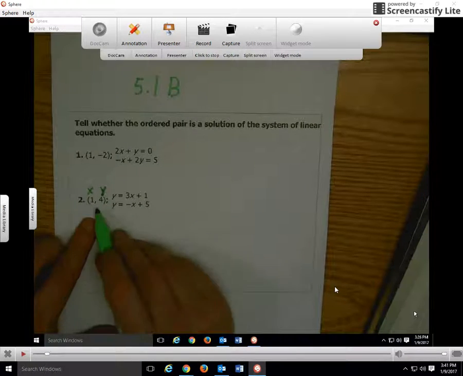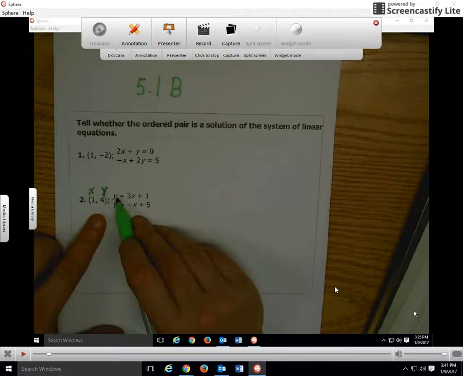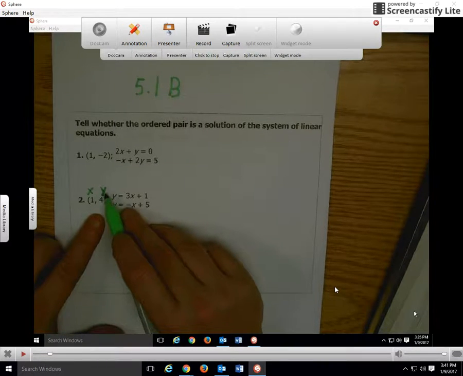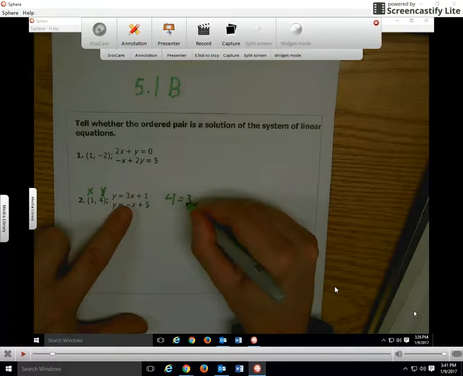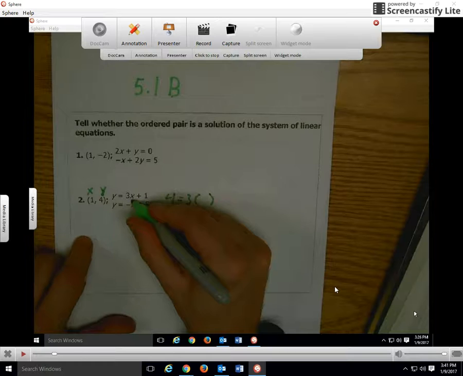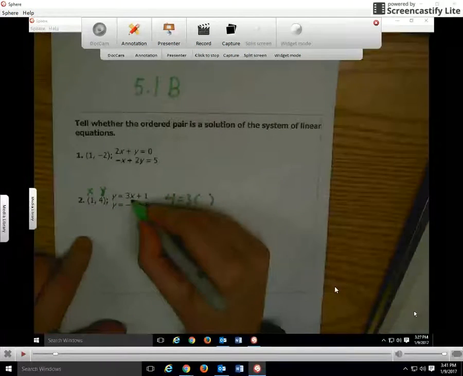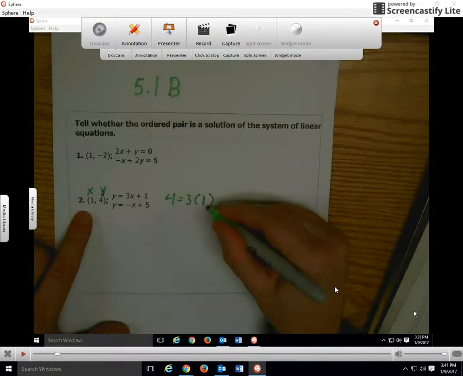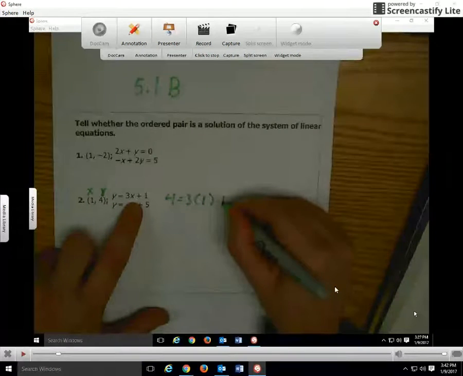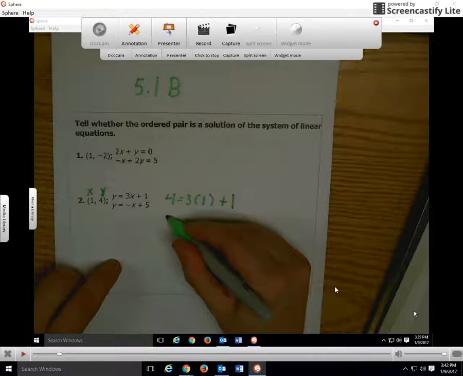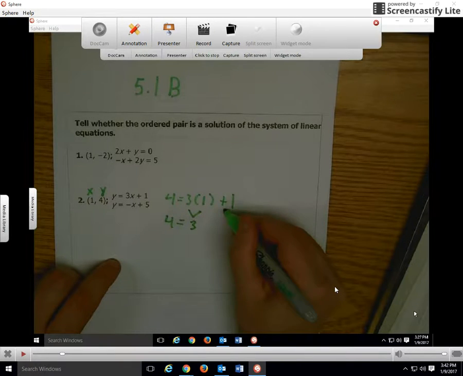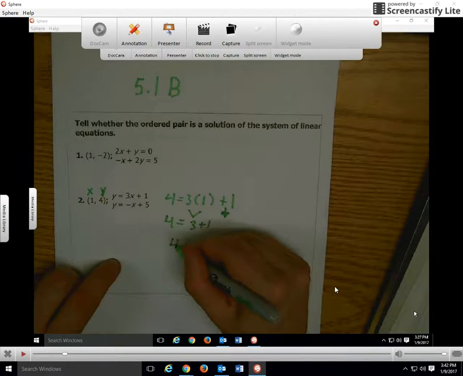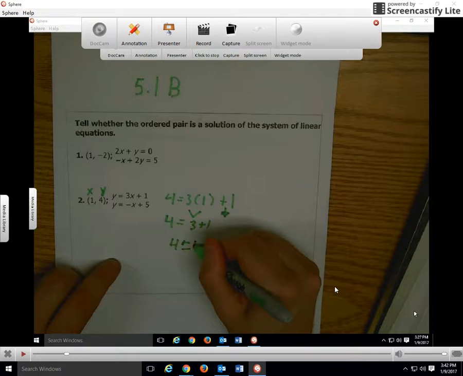And so when you substitute them in, for the y, you're going to put the 4 because that's the y. So 4 equals 3 times, instead of an x, the x is now a 1. Substitute it in, plus 1. So bring it down, 4 equals 3 times 1 is 3. Bring down the plus 1 here. And then we end up with 4 equaling 4. Well, that's true.